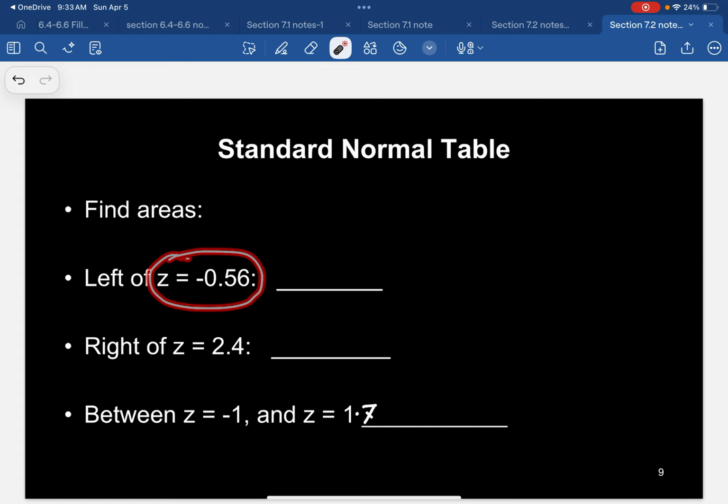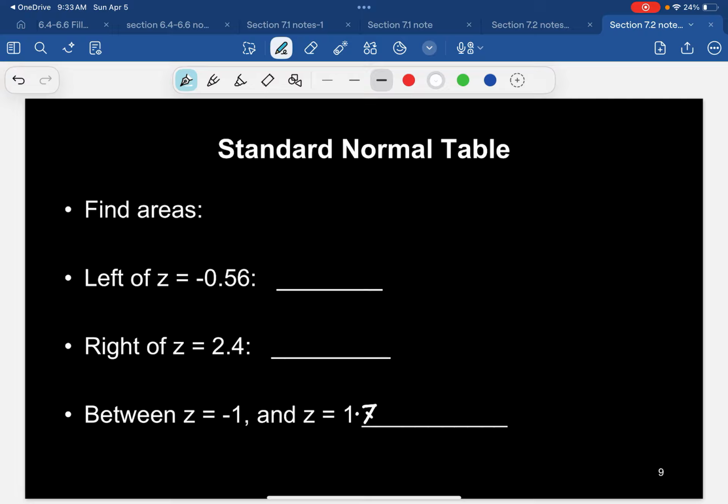0.56. Now you go to the table, look at the first column and first row, and adding the first column and first row, you need to make negative 0.56. So let me write it. So you look for negative 0.5 in the first column, and then in the first row you look for 0.06. Okay, because those two numbers add to negative 0.56.